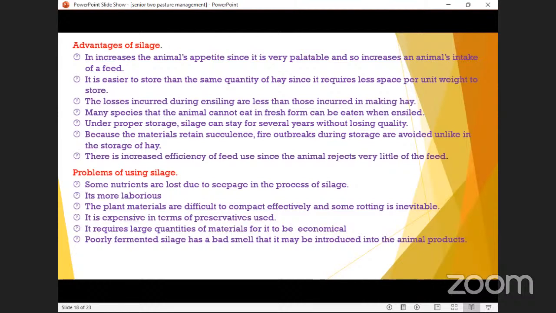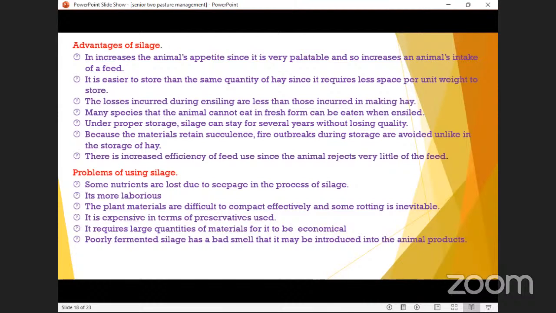There is increased efficiency of feed use since the animal rejects very little of the food. The animal uses the food efficiently. They utilize the food properly into their bodies. So that is the beauty of that, since they eat when the feeds provide them appetite. But also this silage is associated with some challenges or problems.